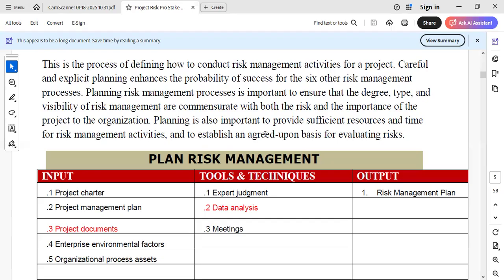Then we just analyze data. All the data we gathered from the input, from the project charter, the project management plan, the project documents, from the enterprise environmental factors and our organizational process assets, we analyze them and we meet. We sit down to get this done. When we say meetings, it does not mean war room, it does not mean co-location. This may be virtual, but yet, that's what we do.